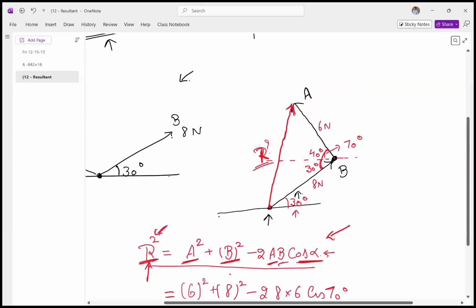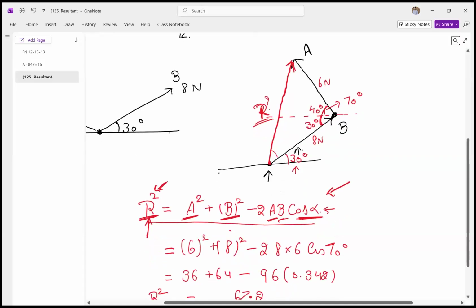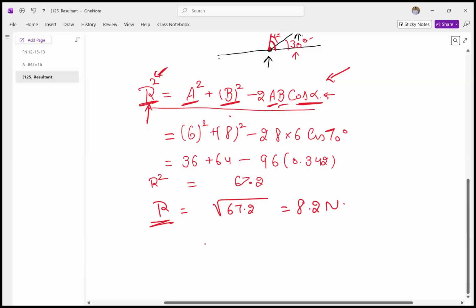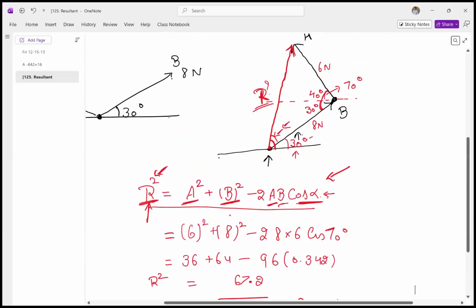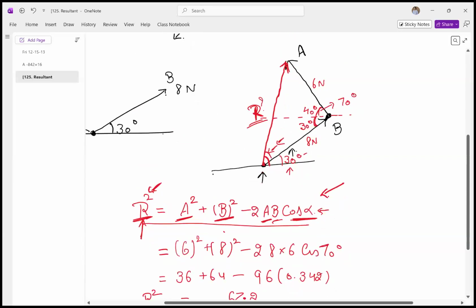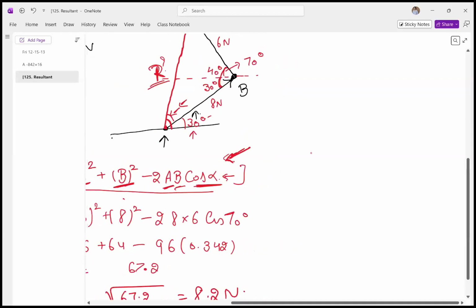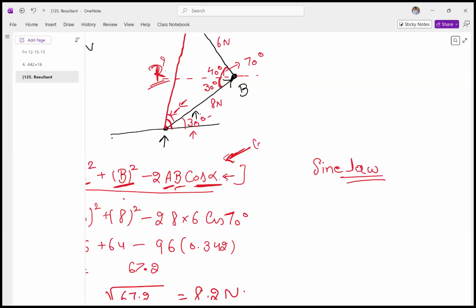So we wanted to find this angle. If somehow I can find this angle, I'll sum the 30-degree plus this angle. That's going to give me the total angle for the resultant vector with respect to the horizontal line. So to find this angle, I will use the sine law. Earlier I used the cosine law. This was the cosine law formula. Now sine law. The previous one was cosine law.